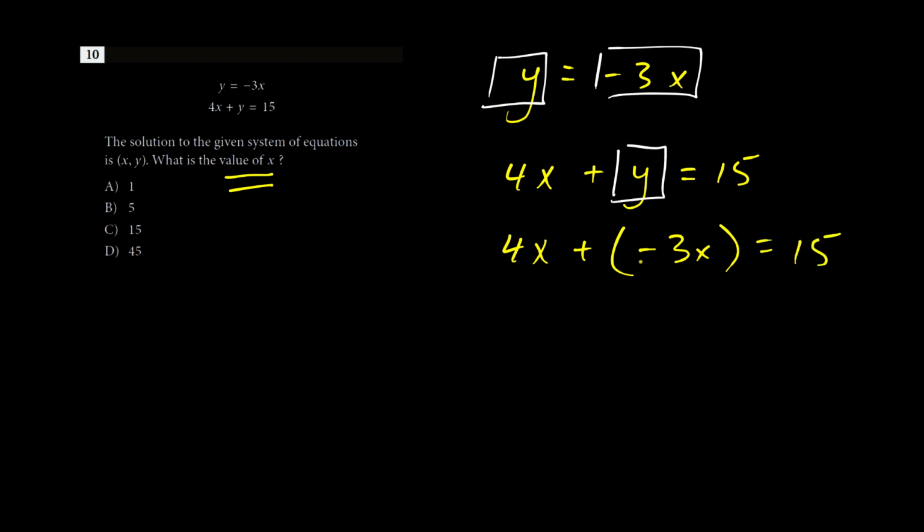So 4x plus negative 3x, they will combine to be just a minus symbol. So 4x minus 3x is 1x, or x. So x is equal to 15.